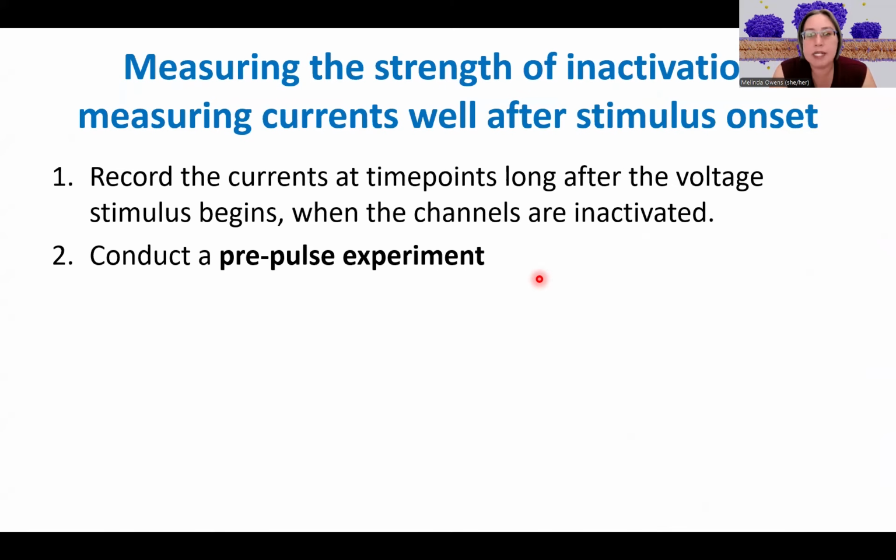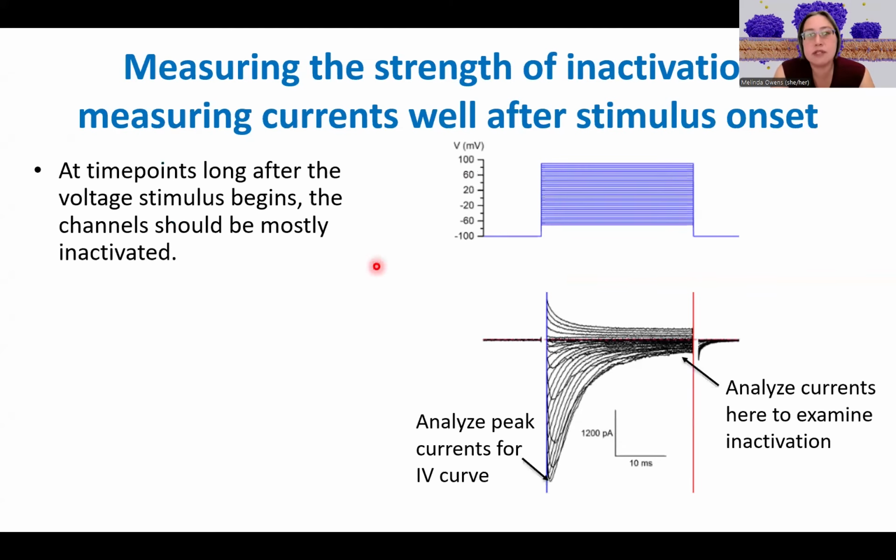So how do you measure how well inactivation is going to happen? And actually, why is this important? Well, if the channels are not inactivated well, they might have problems going back into rest. Also, they might be passing too much current, and that could influence things like epilepsy. So how do we measure, if there's a mutant channel, how well that inactivation is happening? The simple way is to record the currents at time points where they should be inactivated. The other is to conduct a pre-pulse experiment, and we'll talk about that. Let's talk about the simple thing first.